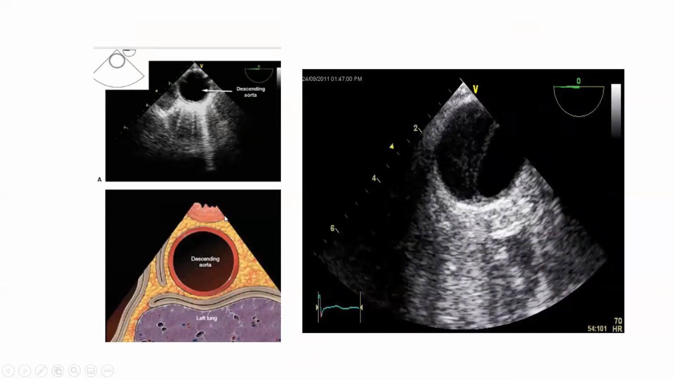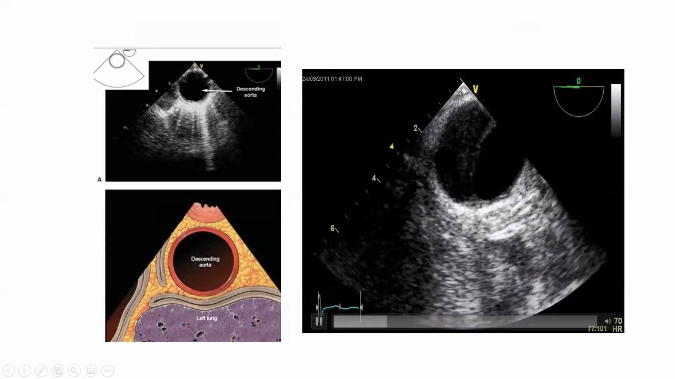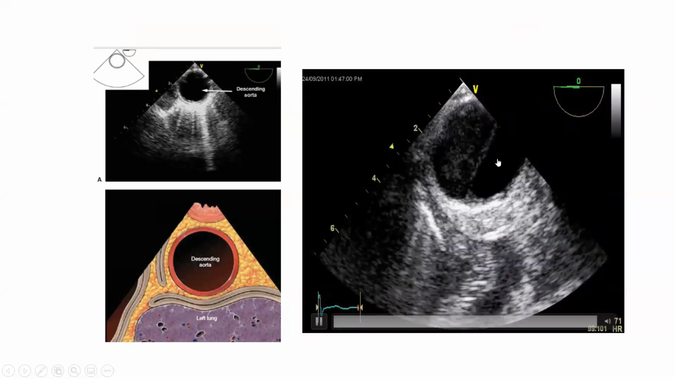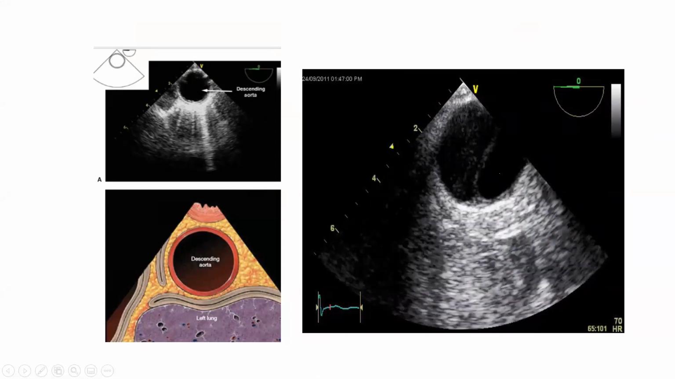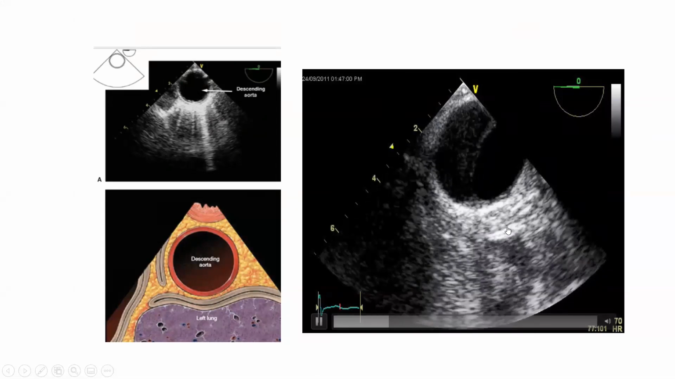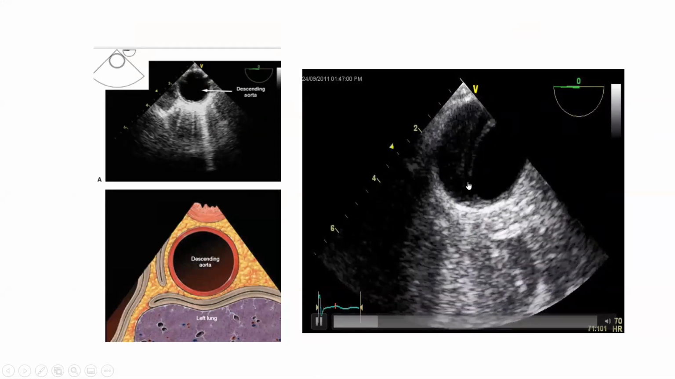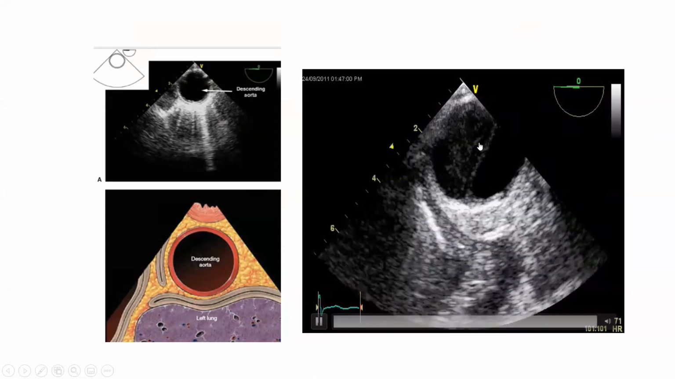So you start to see, like in this patient, when I went from 0 the other way to the descending aorta, I get this pathology. What is this pathology? Dissection flap. Excellent. Dissection flap in the descending aorta.